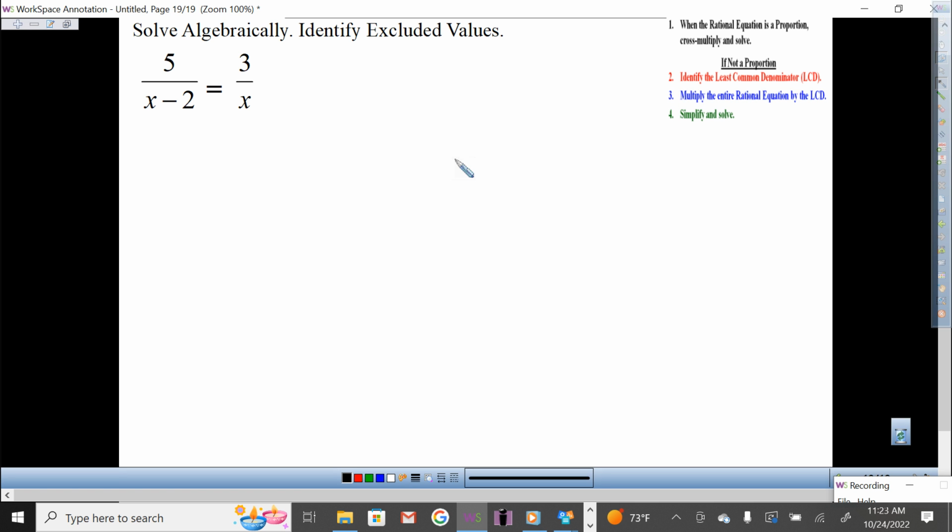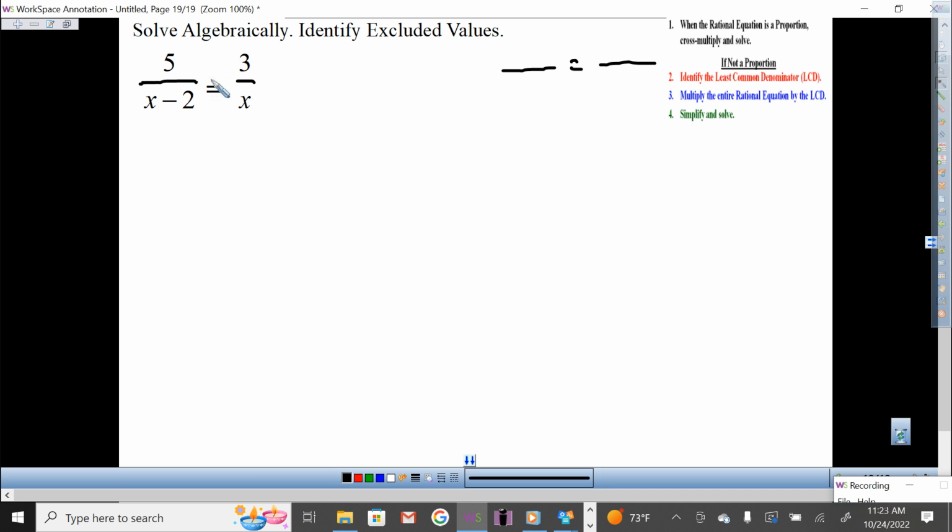Valente, is this a proportion? Close. Do we have one fraction equal to one fraction? Look up. One fraction bar equal to one fraction bar is a proportion. All right, since we do have a proportion, check this out.